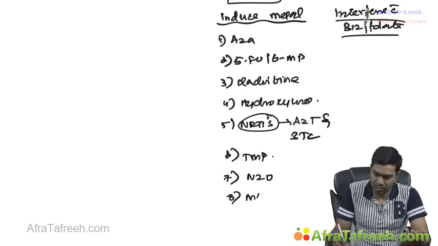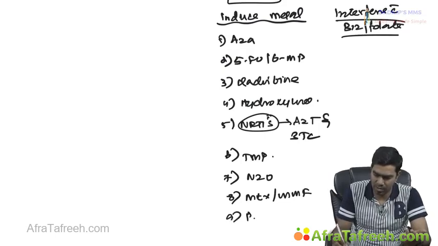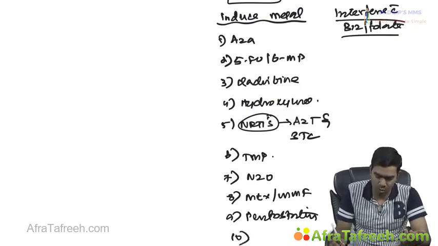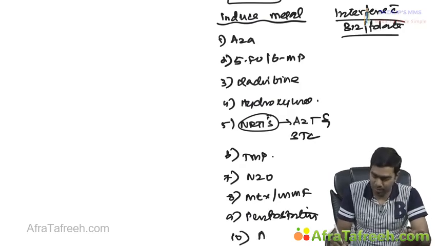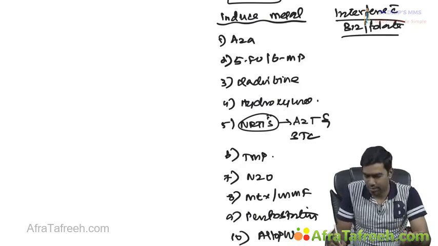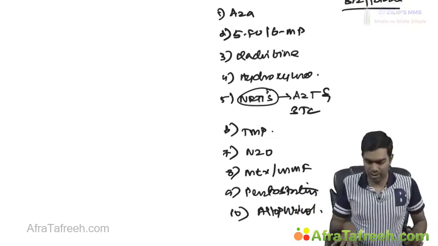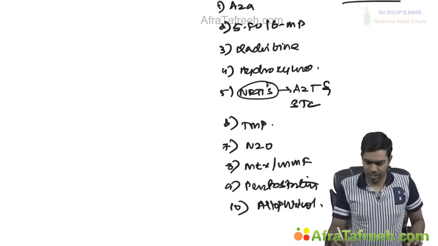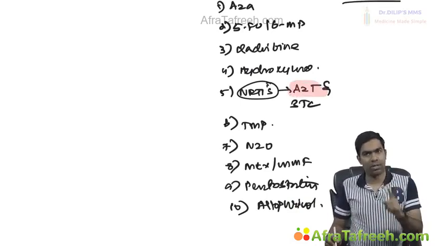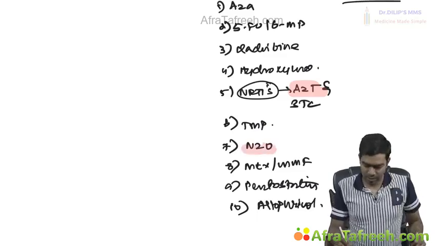It can also be caused by methotrexate and mycophenolate mofetil. It can also be caused by pentostatin, and by allopurinol, your favorite in gout and chronic hyperuricemia. So out of which you have to filter it. What are the things that are very important? Zidovudine, definitely important. Nitrous oxide.